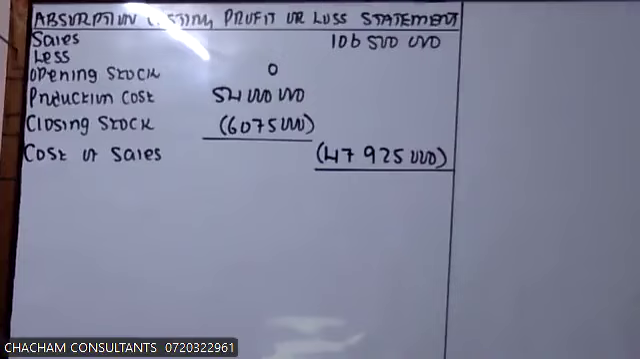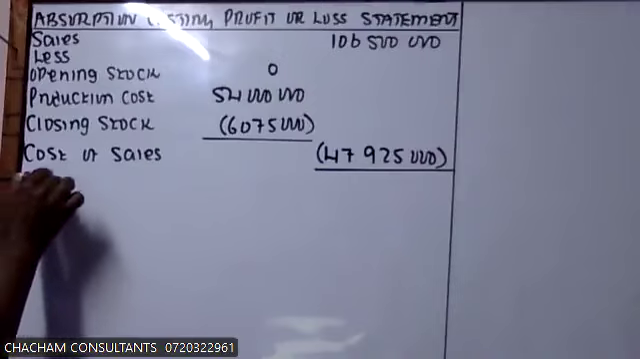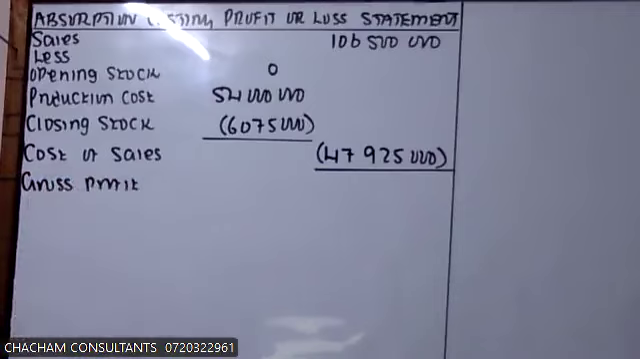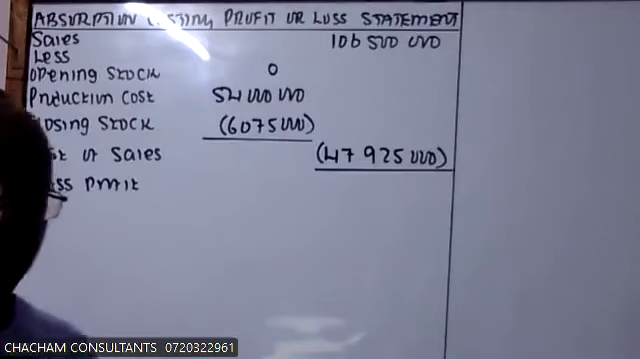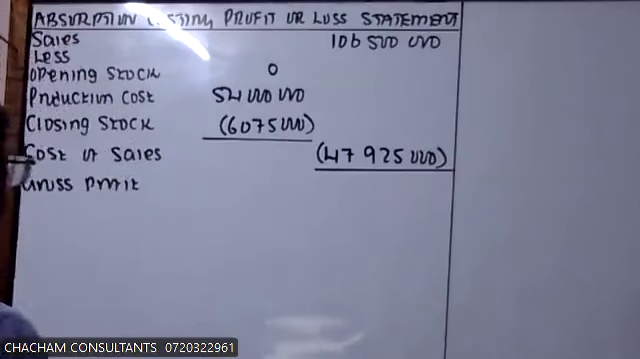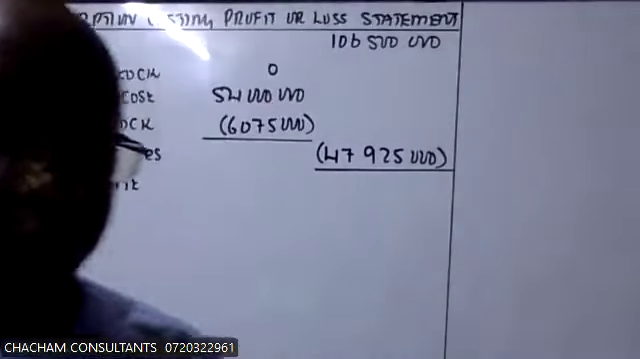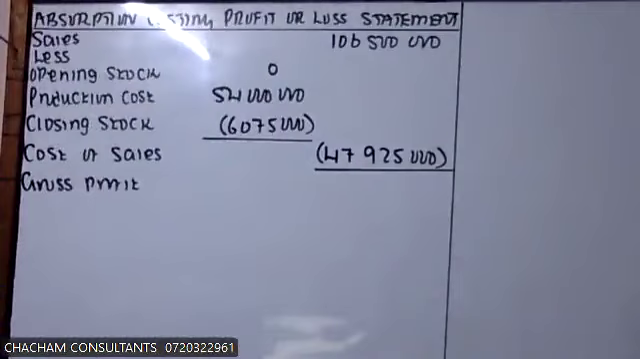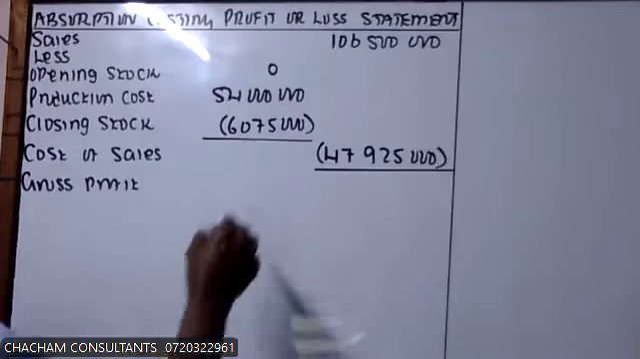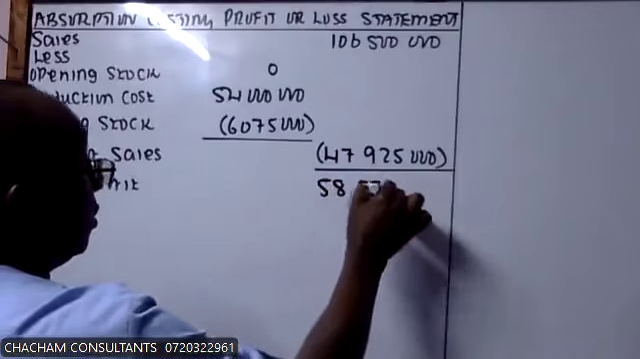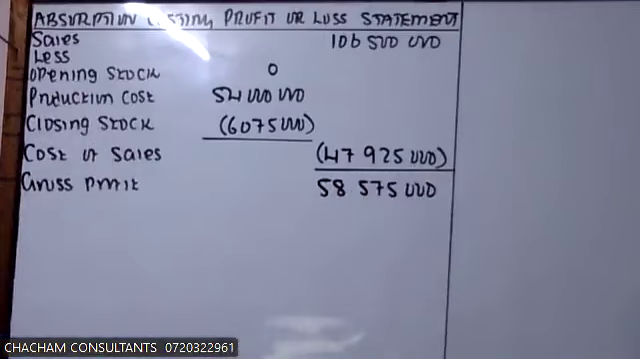With that, you get a figure we said is called gross profit. It is 58,575,000.